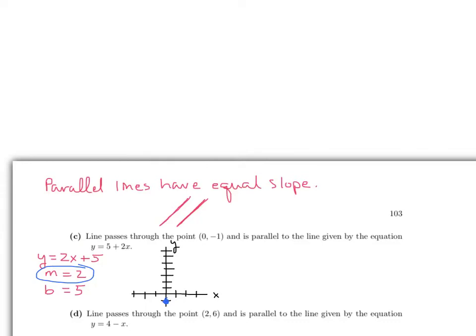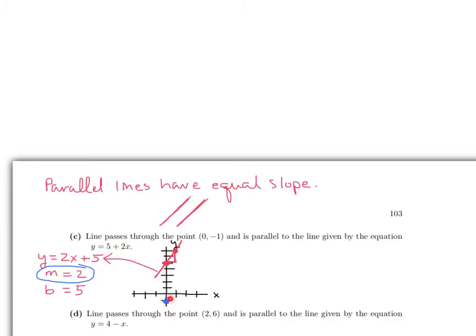That line has a vertical intercept of 5, so it passes through the point, let's see, 1, 2, 3, 4, here's 5 right here. So it passes through (0, 5), which is right there, and it has a slope of 2, which means I go over 1 and up 2 to get another point on that line. So that line looks like this. That line right there comes from that equation. So the line we are interested in will run side by side with this line.